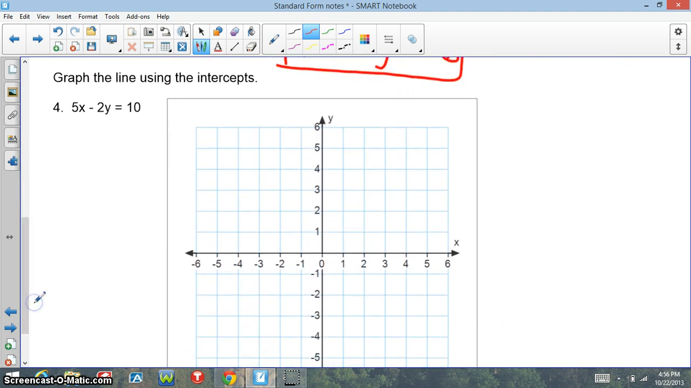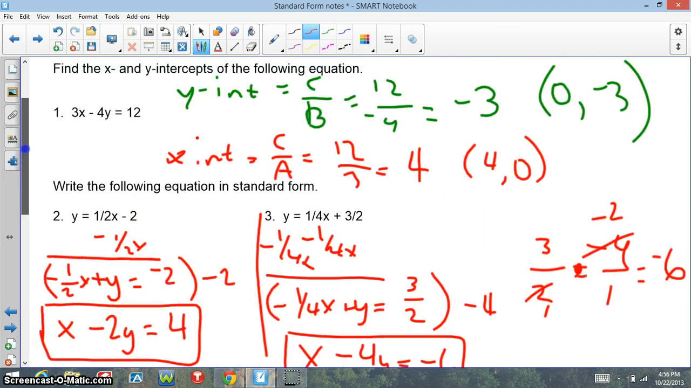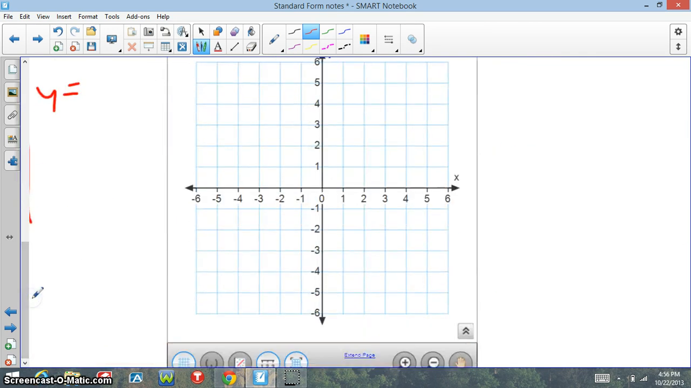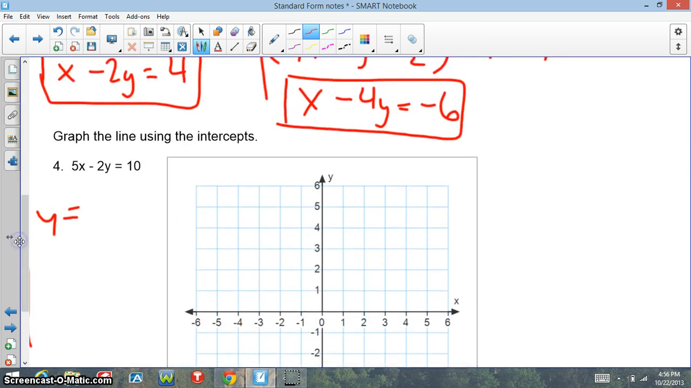And then finally, I want to graph the line using my intercepts. So my y-intercept, we'll refer back to here, is c over b. Now make sure you have that written down. It's not something that you're going to remember. You don't use it enough. So the y-intercept is c over b. And my c is 10. My b is negative 2. So my y-intercept is at negative 5.